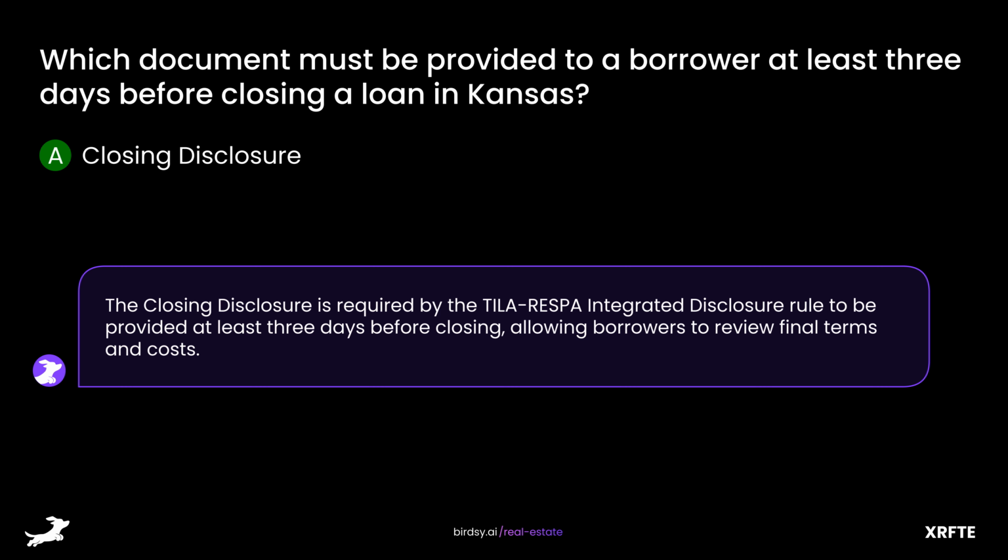The closing disclosure is required by the TILA-RESPA Integrated Disclosure Rule to be provided at least 3 days before closing, allowing borrowers to review final terms and costs.